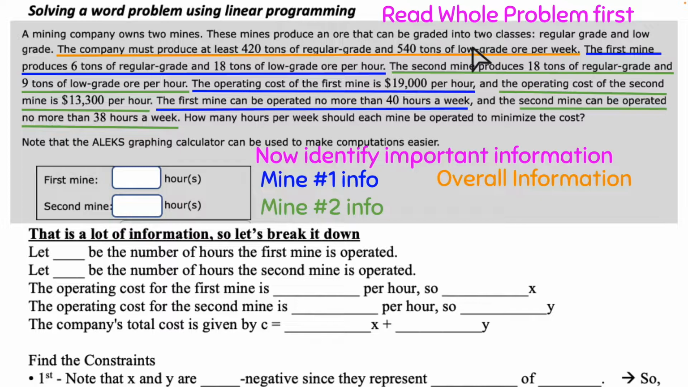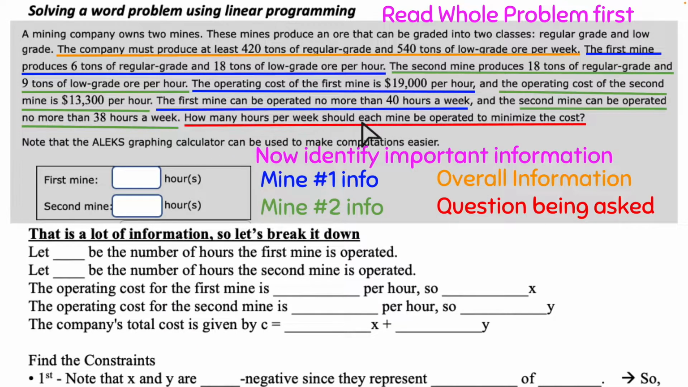And let's see, we have the question being asked. That's definitely an important one because we want to know, what am I being asked to find? There's a whole lot of information here, and if I'm not paying attention to what I'm being asked, then I may be going in the wrong direction. The question here is: how many hours per week should each mine be operated to minimize the cost?